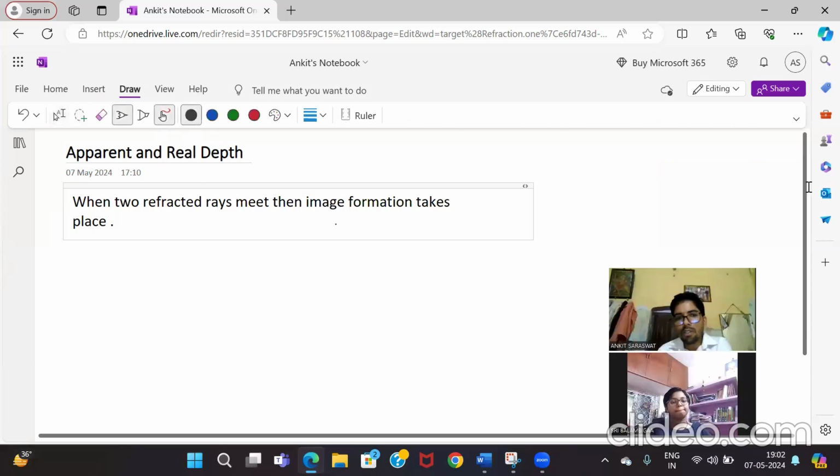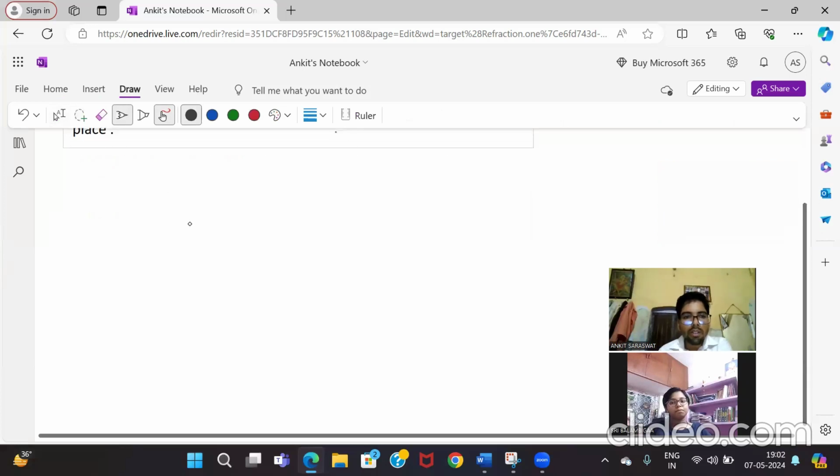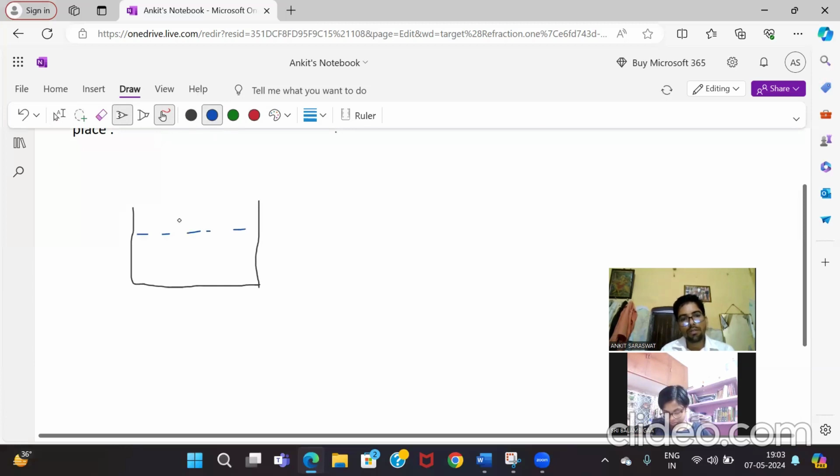Now, this derivation is very, very important because so many numericals they are asking nowadays from the refraction topic. Now, see what is apparent depth. Consider this is a beaker, any beaker in which some water is filled. Here, and this is any object. Let us suppose our object is any fish or any coin. This is my object, coin.